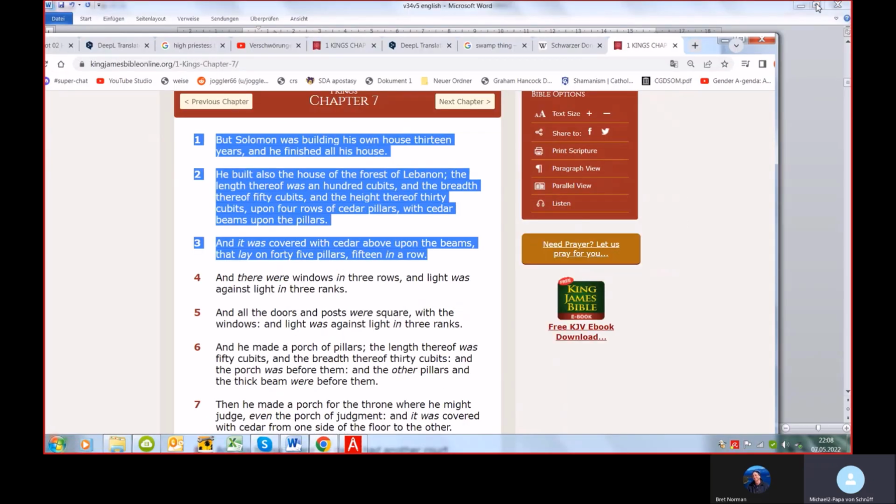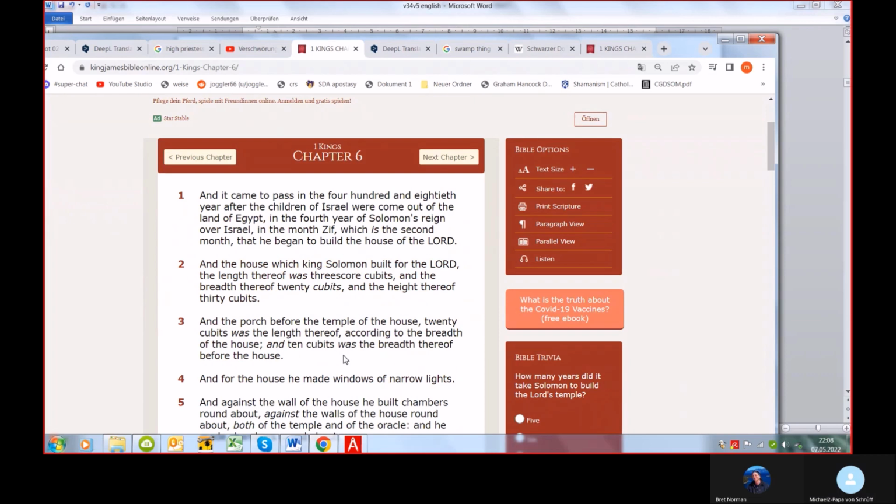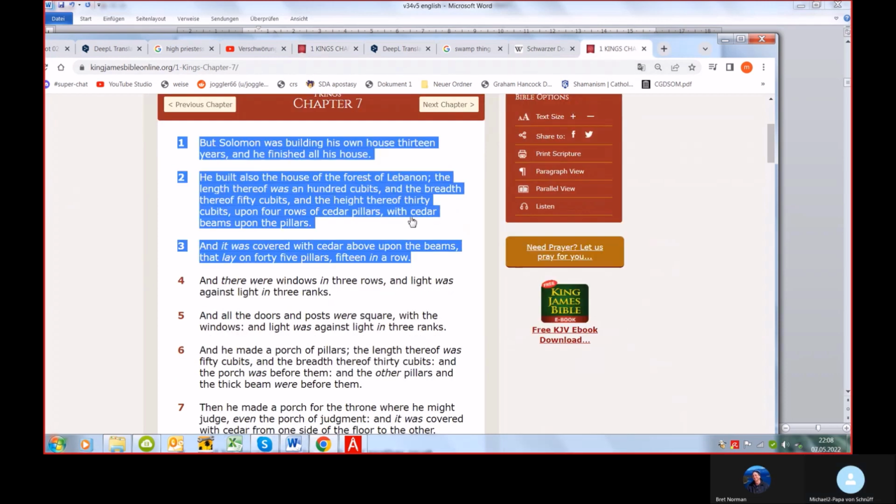Now compare that once again with the house of the Lord. 3 score cubits, 20 cubits, 30 cubits. And now his own house is 100 cubits, 50 cubits, and 30 cubits. And he did not need 7 years to finish that, but 13 years. What are your thoughts on that, Brad?